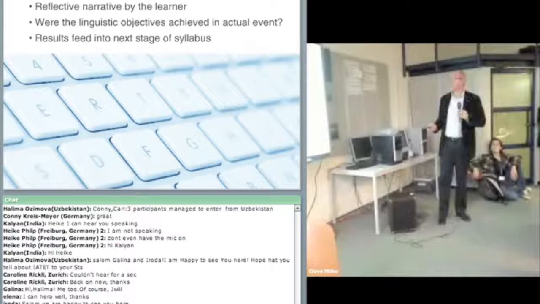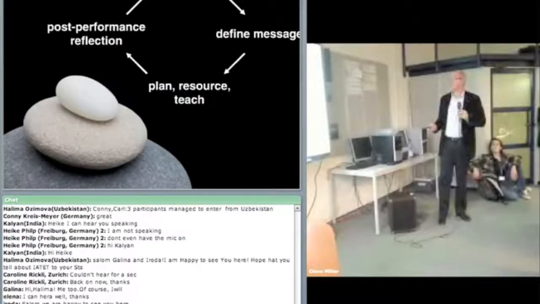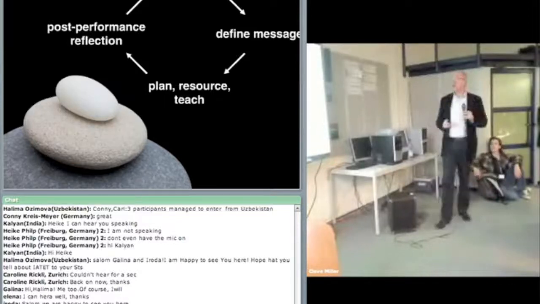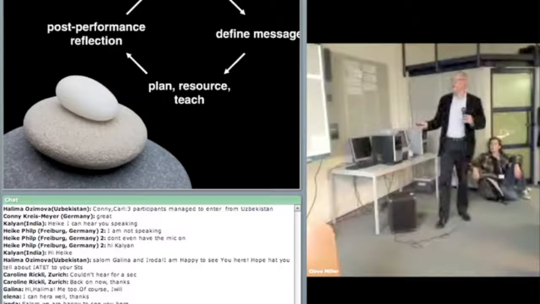So it would go back into the next stage of this process where the students' on-the-job performance drives the way we teach. And the 4-stage process looks like this. So again, this is just an overview. We select the event, we define the message, plan, resource, teach, post-performance reflection. You just keep going around like this. This is going to influence the messages that are defined here as you go around. So we want to keep it going.